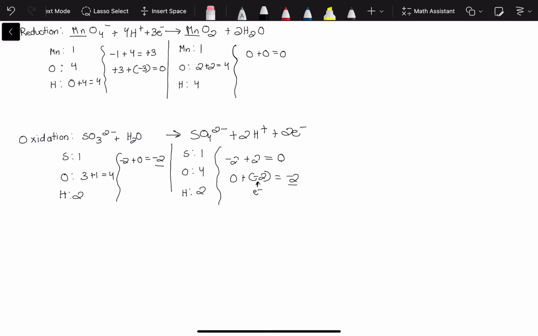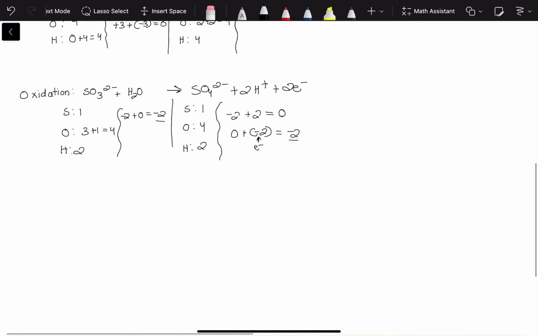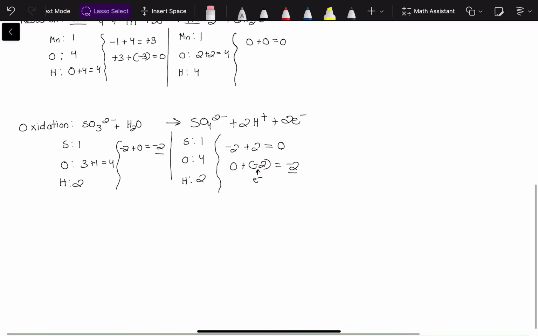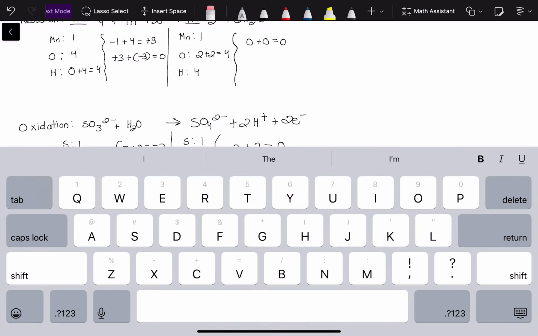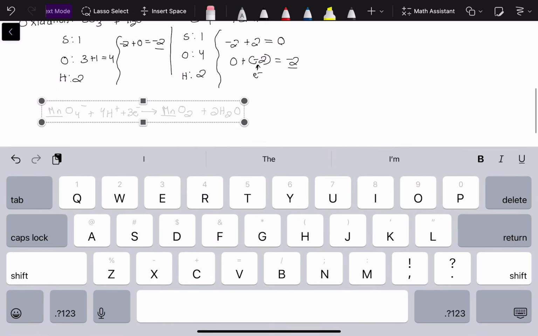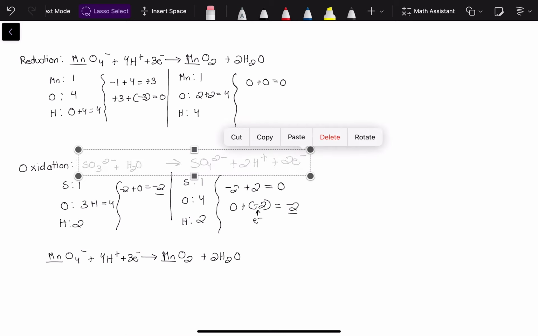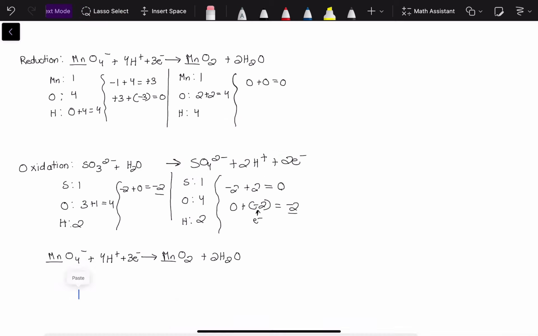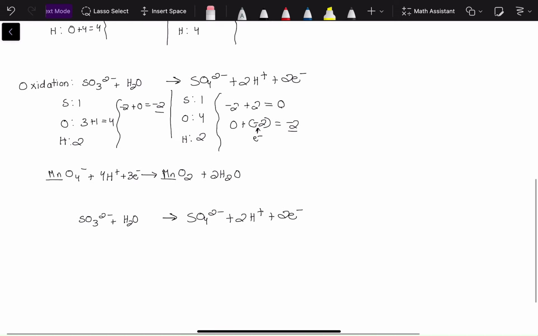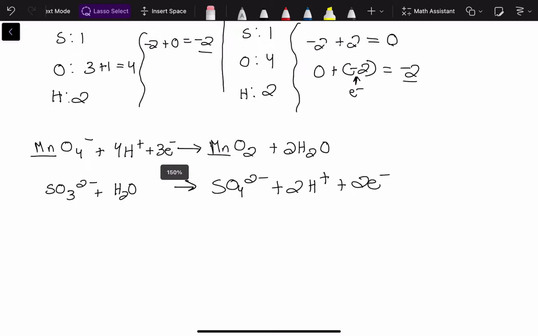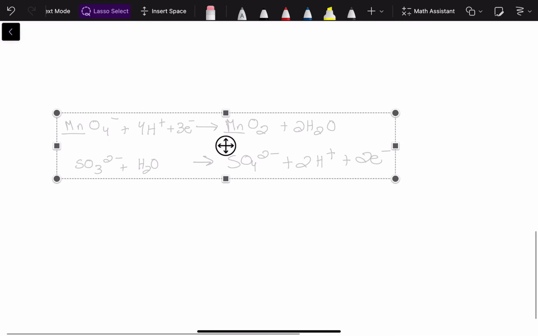Now what we've got to do is combine them. We have to have the same number of electrons on both sides. That way we can cancel out. So let me highlight this. Just move it down here. Save this equation and let me move this one as well. Copy. Let's just move this right here so we can see it clearly. Line it up. Move this a little bit more down.